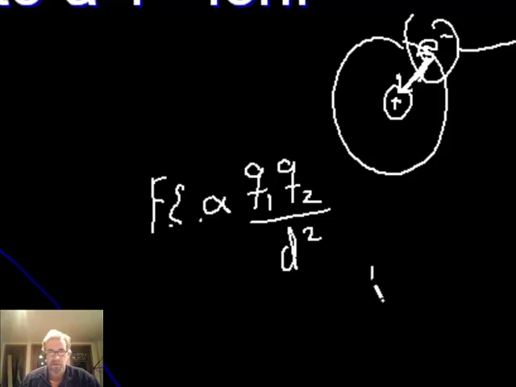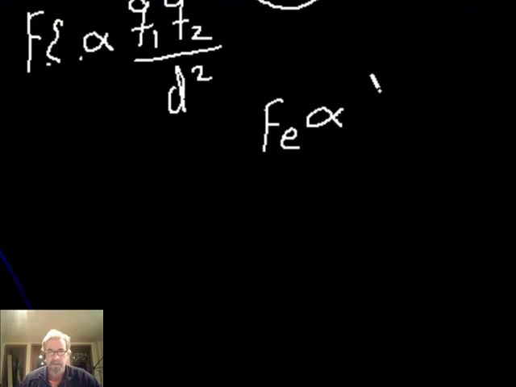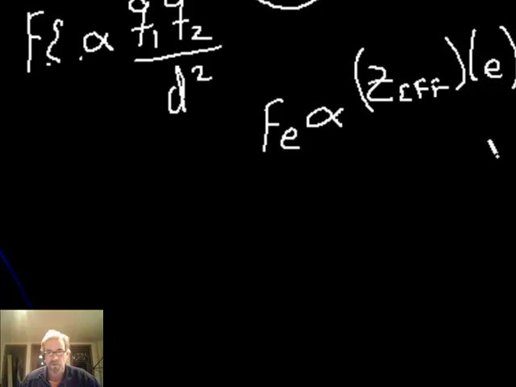Now in an atom, electrostatic force is going to be proportional to the charge on one particle, the nucleus, and so that's the effective nuclear charge, times the charge on the second particle. Well, that's the charge on one electron, divided by the square of the distance between them. The distance between them is just the radius of the atom. So let's see how that plays out in periodic trends.